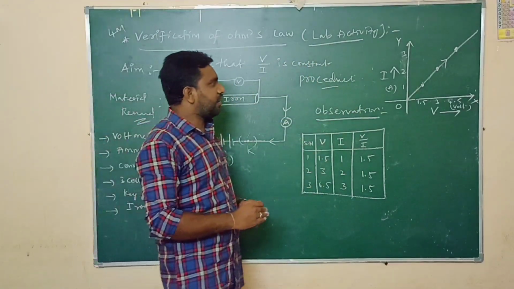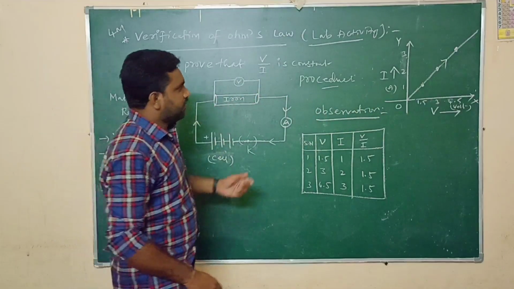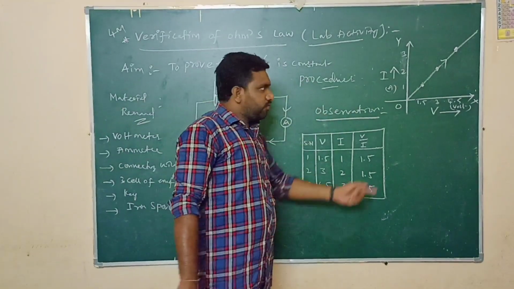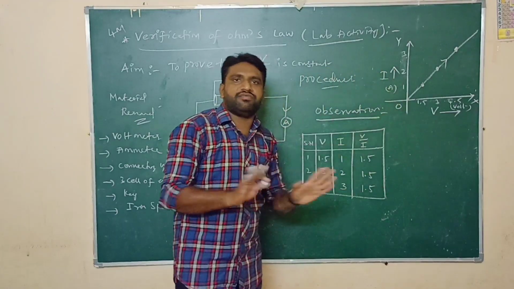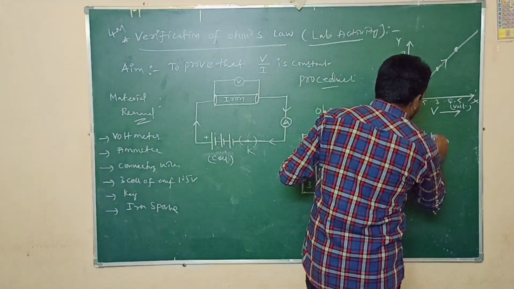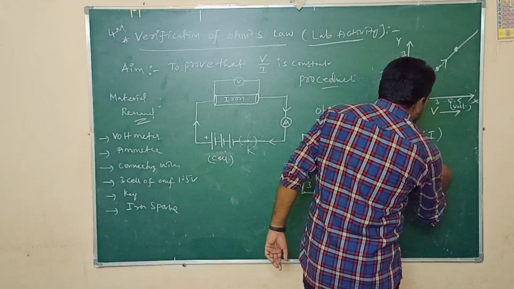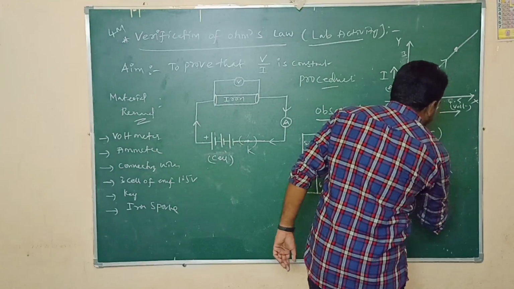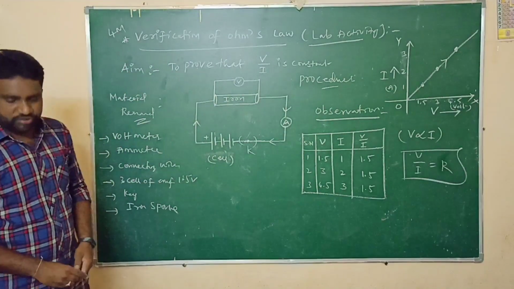If you plot the graph between potential difference and current in case of conductors like iron, in verifying Ohm's law, we get a straight line. Once we get the straight line, it means Ohm's law is verified. From that graph it is also clear that V is directly proportional to I, and V by I is constant. This constant is nothing but resistance. In this way, we have to verify Ohm's law.